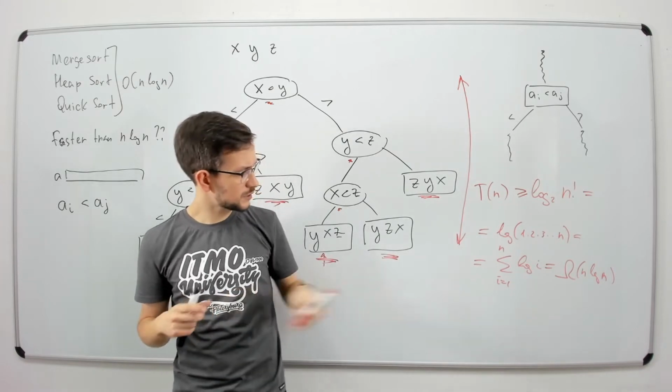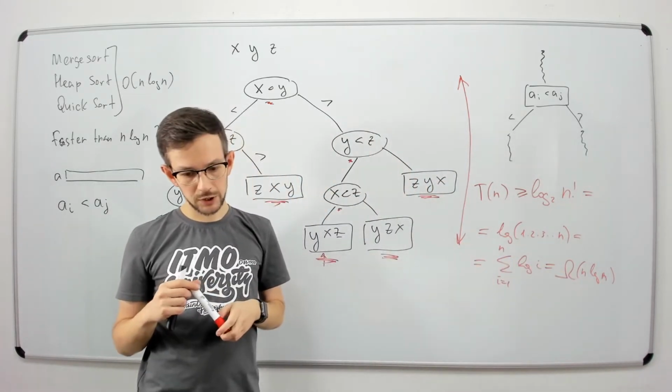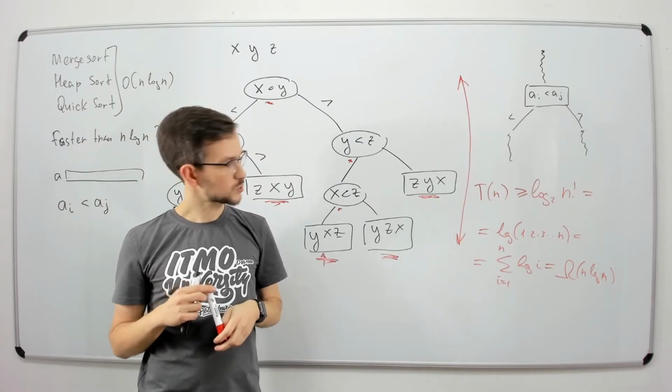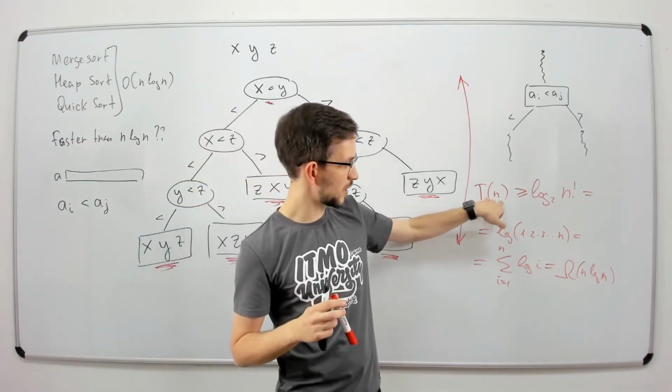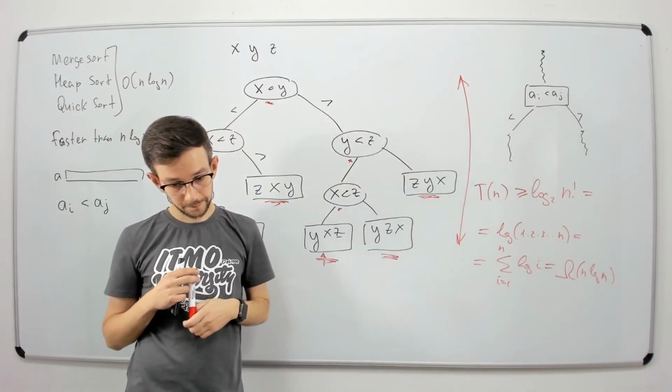This is the lower bound actually, which says that time cannot be less than n log n.